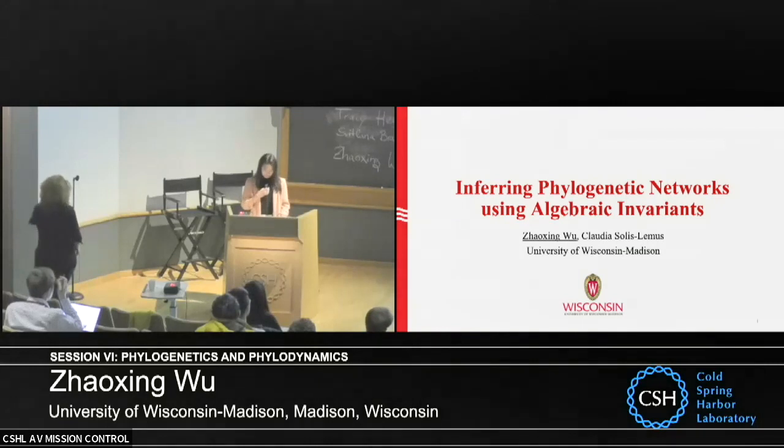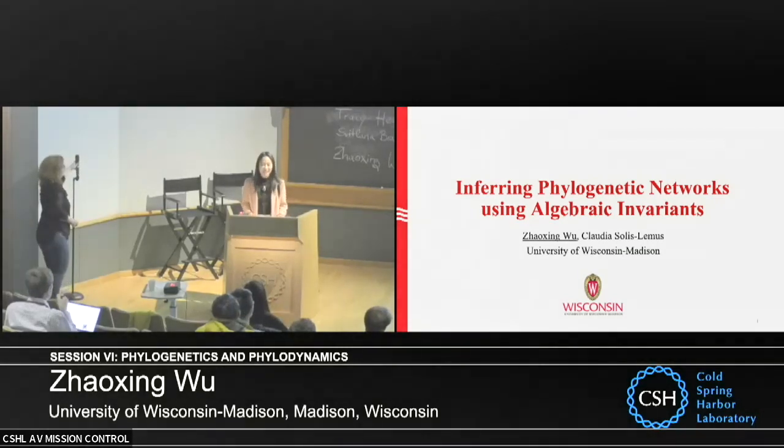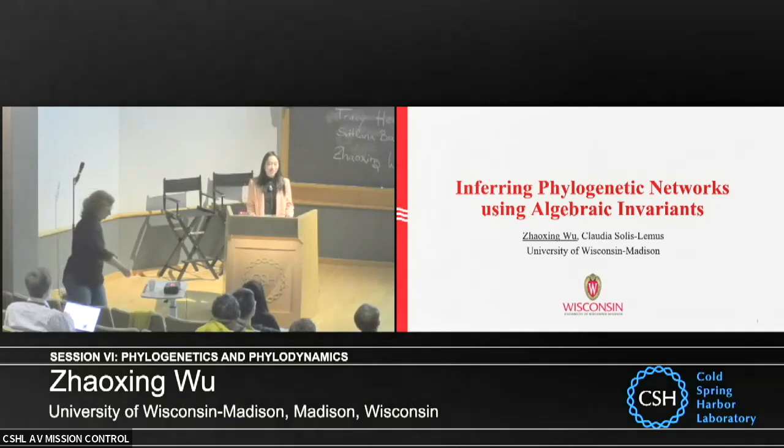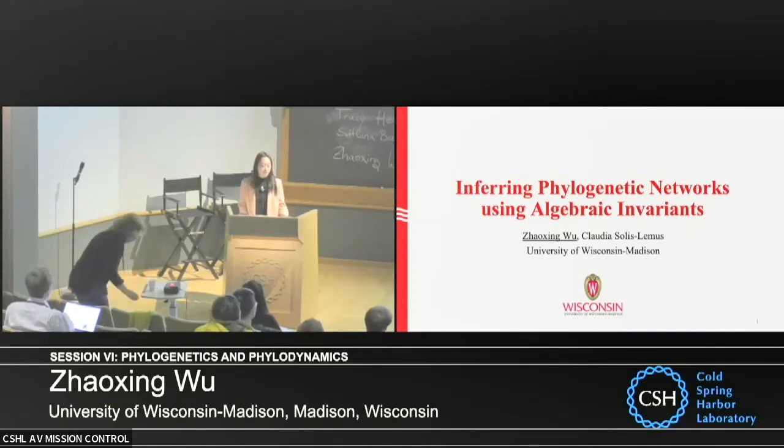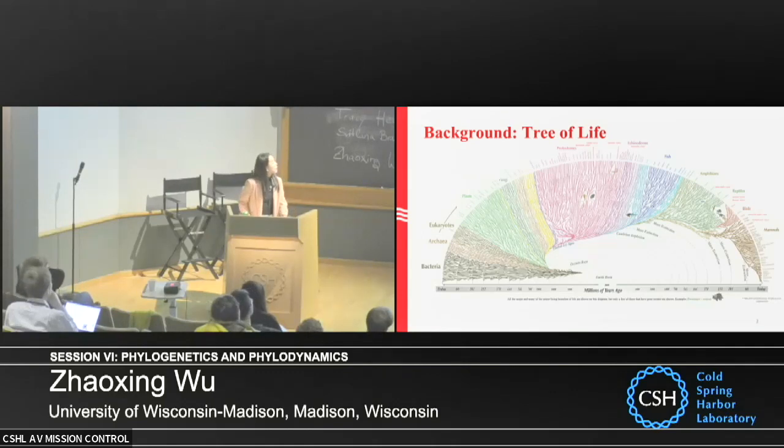Hi. Thank you for having me here. I'm Chao-Sing Wu, an undergraduate student at the Statistical Department at the University of Wisconsin-Madison. I work with Professor Claudia Solis-Lemus on inferring phylogenetic networks using algebraic invariants. Let me first give you some background information.